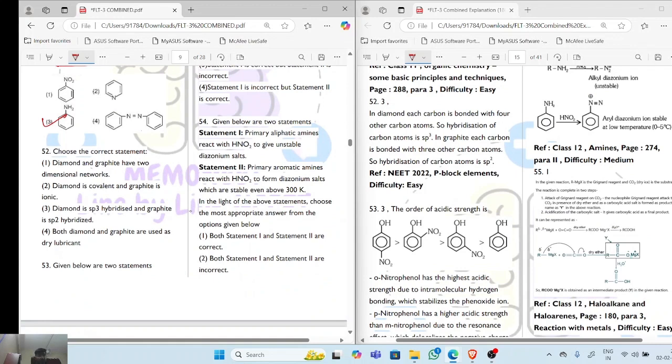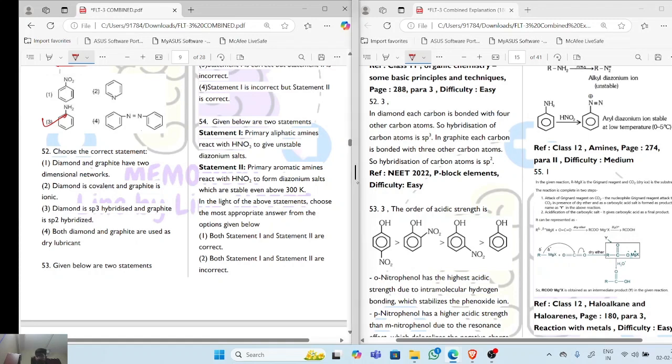First one is diamond and graphite have two-dimensional networks. Diamond is covalent and graphite is ionic. Diamond is sp3 hybridized and graphite is sp2 hybridized. Both diamond and graphite are used as dry lubricant.